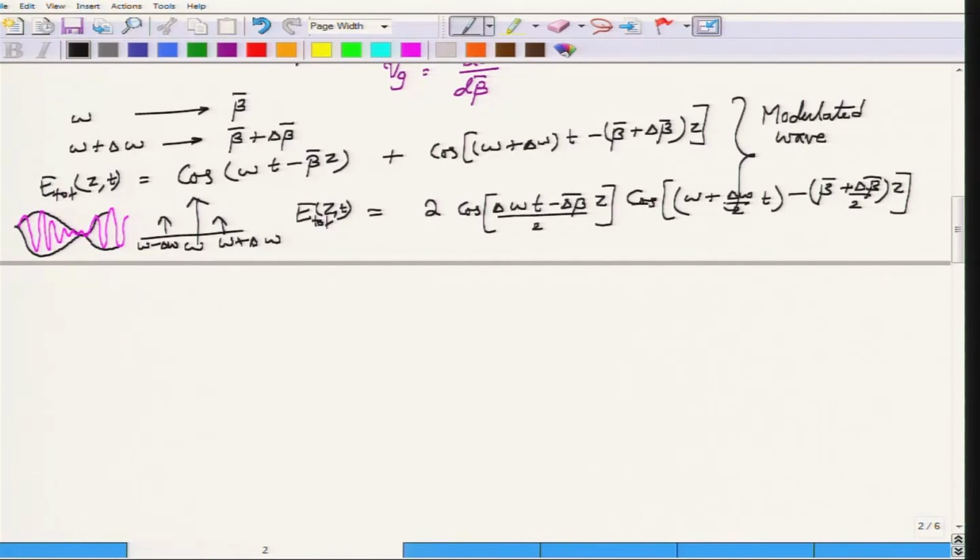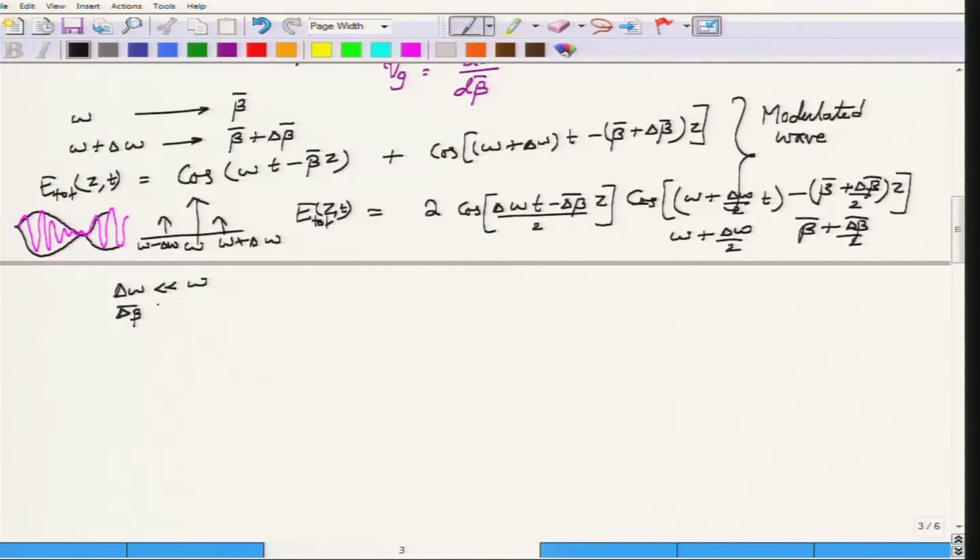On this term, the rightmost term, you have the frequency of omega plus delta omega by 2, and the propagation constant is beta bar plus delta beta bar by 2. But we have assumed that delta omega is so small compared to omega, and similarly delta beta bar will then be very small compared to beta bar, that I can write omega plus delta omega by 2 as omega itself approximately, and beta bar plus delta beta bar by 2 approximately as beta bar itself. So, this is really giving me the carrier.